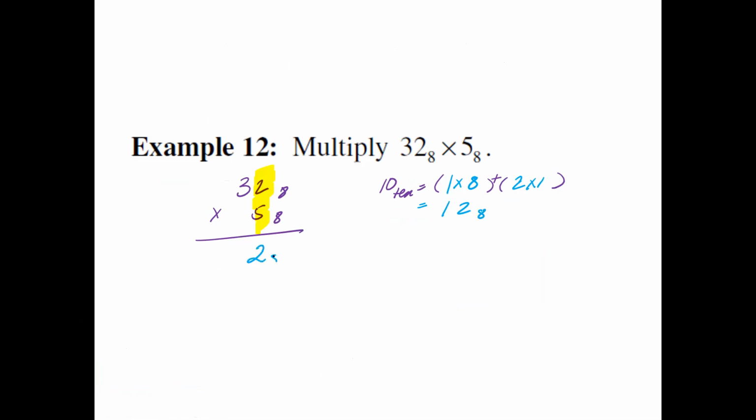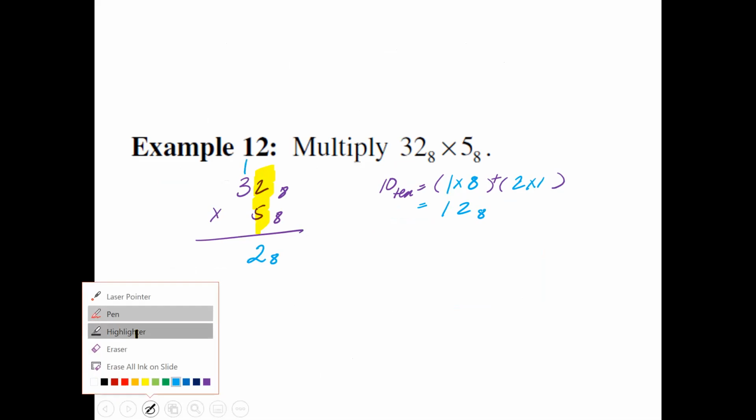Okay, next we're going to continue with our guided notes when it comes to multiplying. So here I have 32 base 8 times 5 base 8. Let's start over here. 2 times 5 is going to give you a 10 base 10. So I'm going to break that down: base 8 times 1 is an 8, which leaves me with a 2. So my answer here is 1, 2 base 8. So put down the 2, carry the 1.